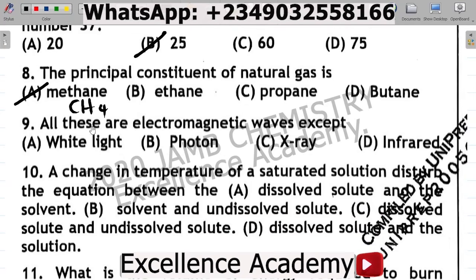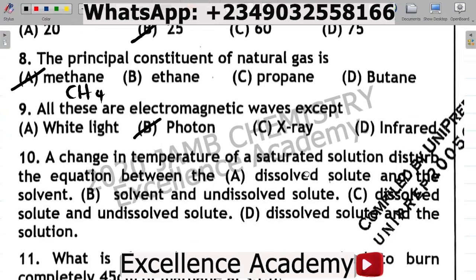Question 9. All these are electromagnetic waves except A, white light, B, photon, C, X-ray, D, infrared. What's your correct answer here? The correct answer is B, photon. Photon is not part of the electromagnetic waves. Instead, it is a unit of energy that carries light and has zero mass.